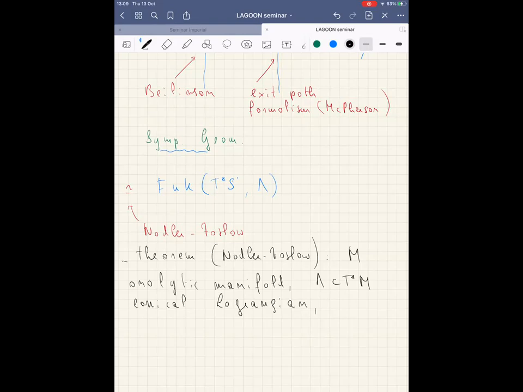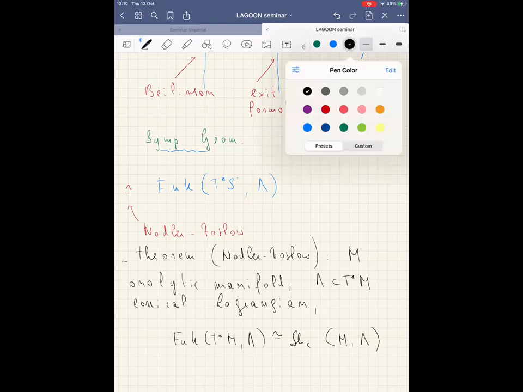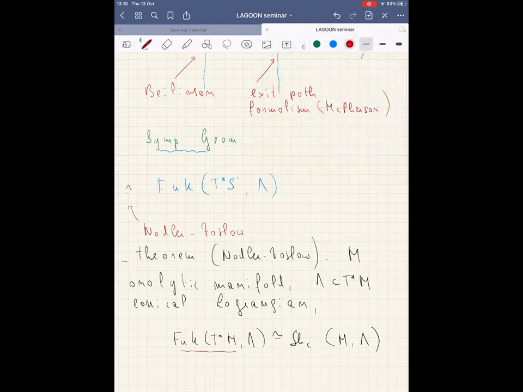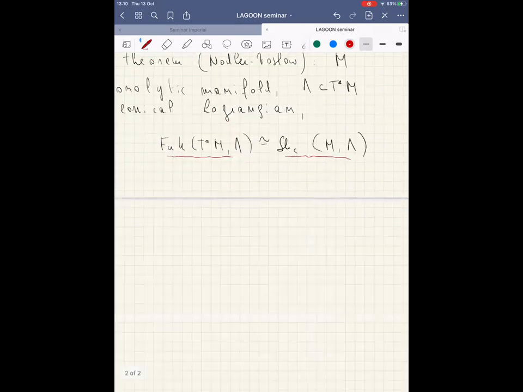So by giving this data, what we have is an equivalence between the Fukaya category of the cotangent bundle relative to lambda, and I'll explain in a second what this means in the example that interests us, and the category of constructible sheaves on M with so-called singular support in lambda. Let me not explain what a singular support is. It's a more general notion of a stratification. But let me explain what this theorem says in the example that interests us.